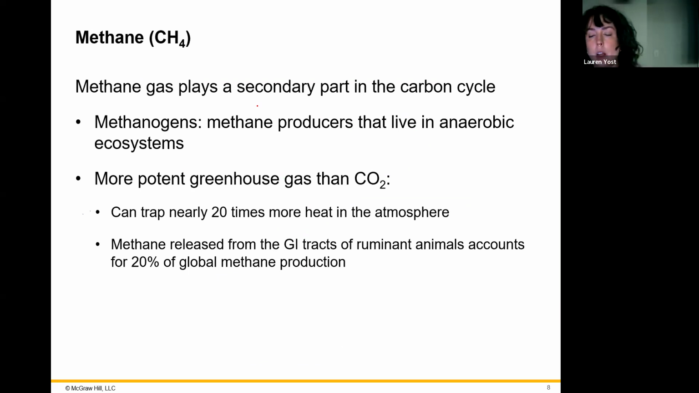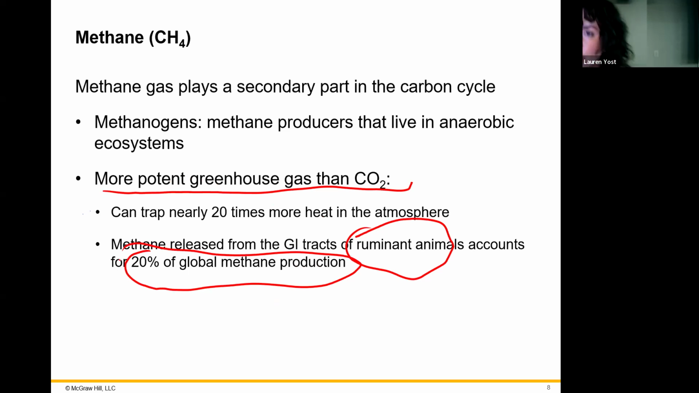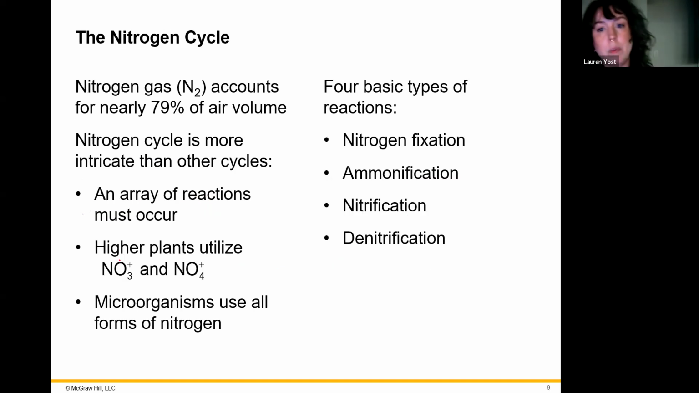Methane gas plays a part in the carbon cycle as well, but more importantly, it is a more potent greenhouse gas than carbon dioxide. So we're talking about the methane that's coming from ruminant animals like cows. That accounts for about 20% of global methane production. Talking about agriculture there, that should be significant. Okay, so interesting.